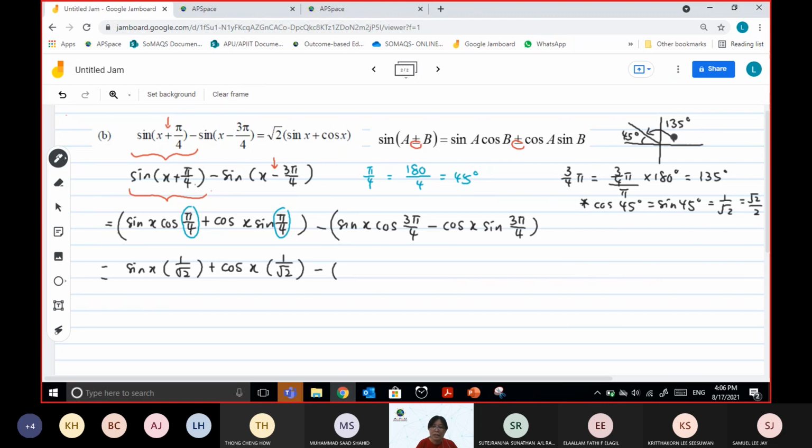Okay, so now, remember: all science teachers are crazy. If we come to sine, it will be positive. But if we come to cos, then it will be negative. So sine x, this one is negative 1 over square root of 2. Then this one cos x, sine will be positive.